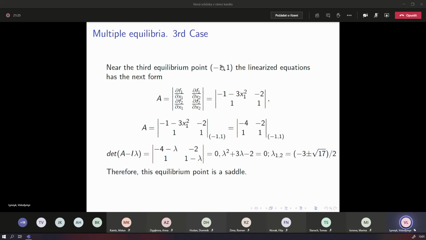The next one is the same, because we can see that x1 is squared, and if we put minus 1 here, we find the same characteristic equation and the same values of lambda 1 and lambda 2, and therefore this equilibrium point is also a saddle. Any questions here? Okay.